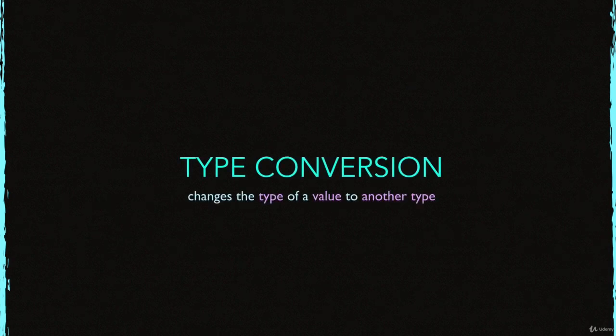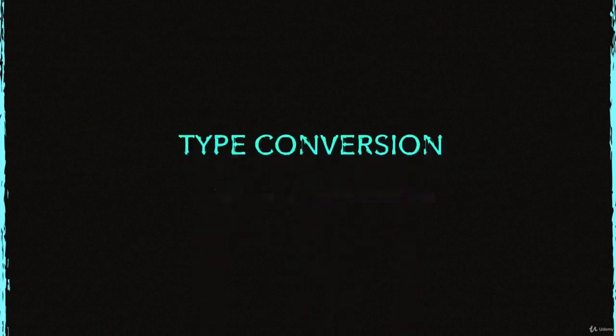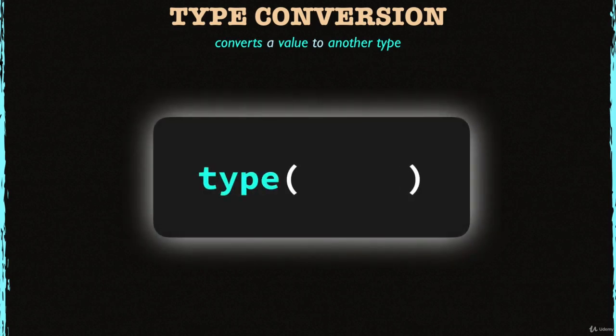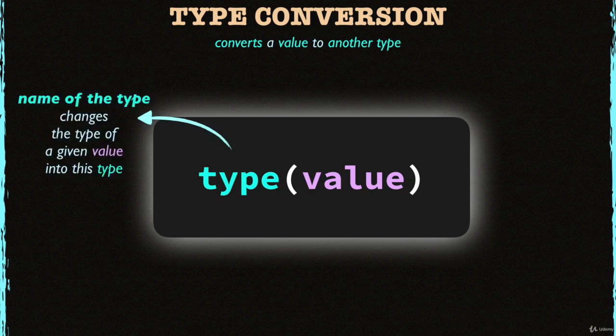Basically, a type conversion creates a new value by changing the type of the original value to another type. Alright, let's see how it works. This is a type conversion expression. It looks like a function call, right? But instead of a function name, it starts with a type name. So first, you type the name of the type, and within the parentheses, you provide it a value. This conversion expression changes the type of a given value to another type.